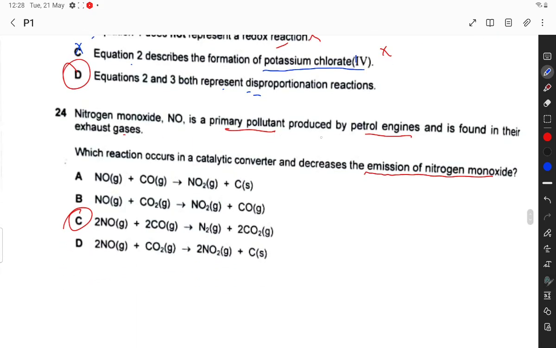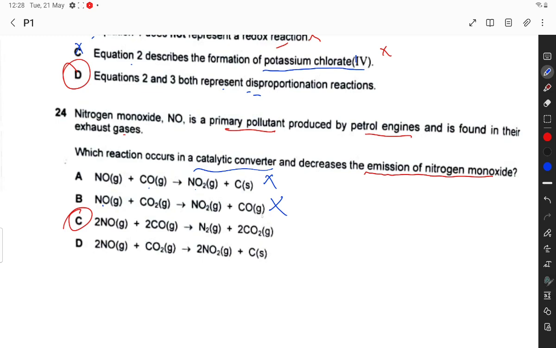Nitrogen monoxide is a primary pollutant produced by petrol engines and is found in their exhaust gases. Which reaction occurs in a catalytic converter and decreases the emission of nitrogen monoxide? Nitrogen monoxide, carbon, nitrogen dioxide, this is an incorrect option. This is not going to take place in the catalytic converter, so that's why it's incorrect.